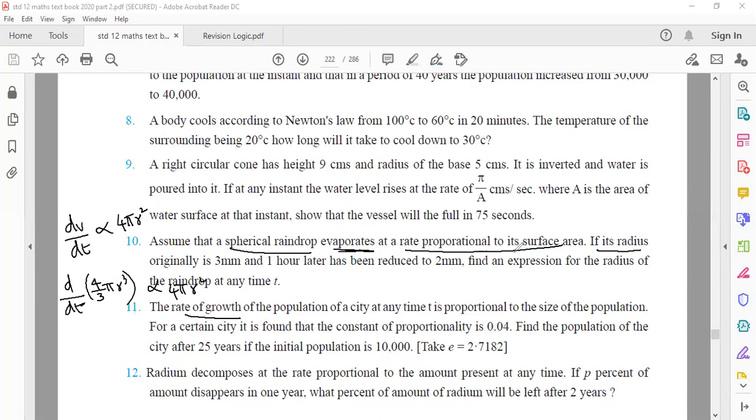Then what else we can say? The radius originally is 3 mm, so when time is 0, r is 3 mm, and 1 hour later it reduces to 2 mm. When t is 1, r will become 2 mm. Find an expression for the radius of the raindrop at time t. So we need to only find the function. We don't have to find the value of any particular variable. So we have to find the relationship between r and t, and that's it. So let's try to solve this.